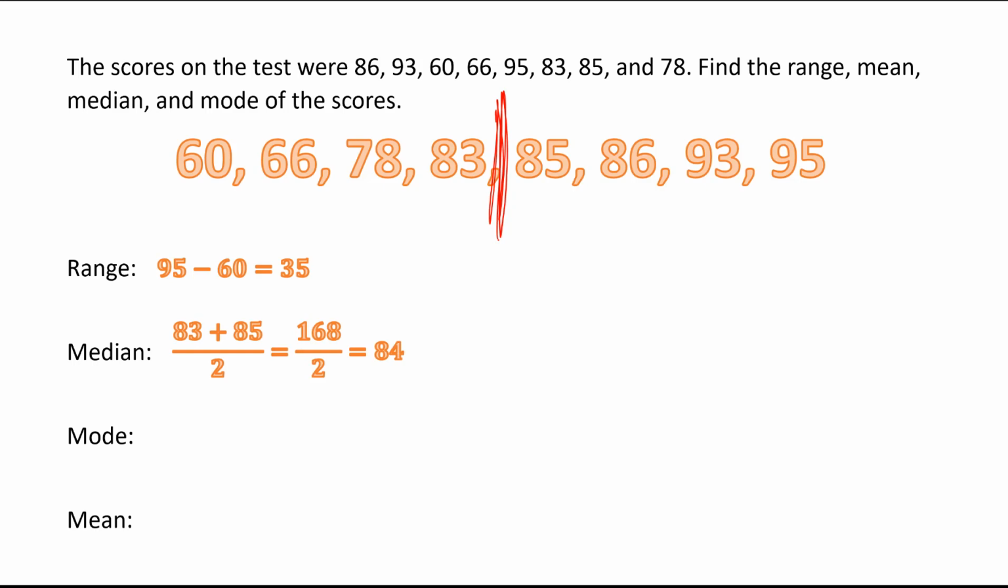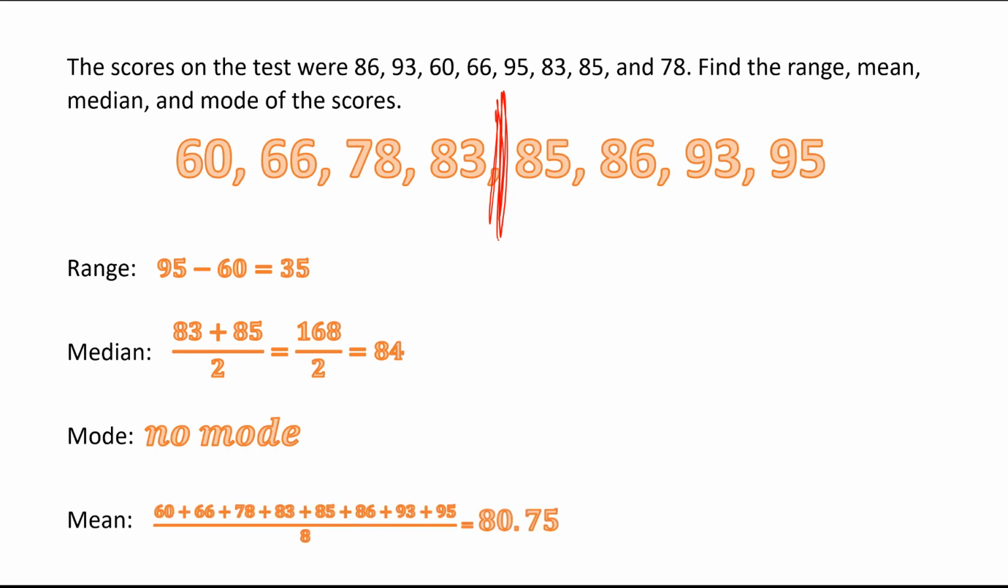The mode is the number that occurs the most often, and there is no mode because they all appear once. So there is no most popular number. There is just no mode. And then the mean is the average, so you add all the numbers up and divide by how many numbers there are, and if you do that, you will get 80.75.